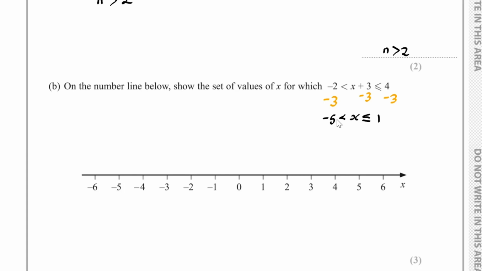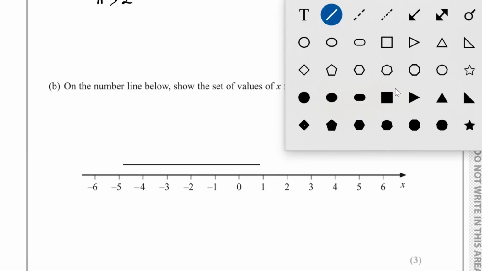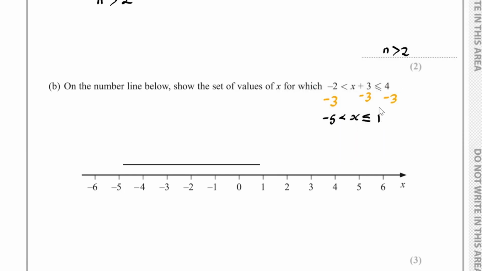So when we come to sketch, well, obviously we're going to have a straight line in between minus 5 and 1, like so. And what I want over here for this weak inequality, I want a filled circle like so, and for this strong inequality at minus 5, I want an empty circle. So that's our solution.